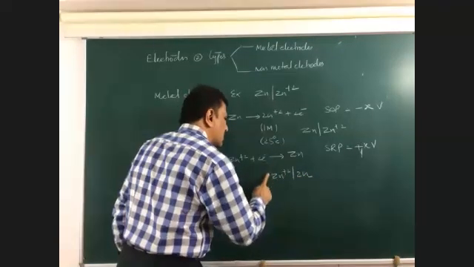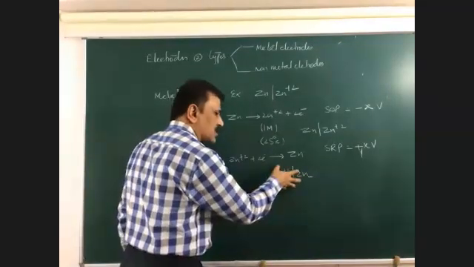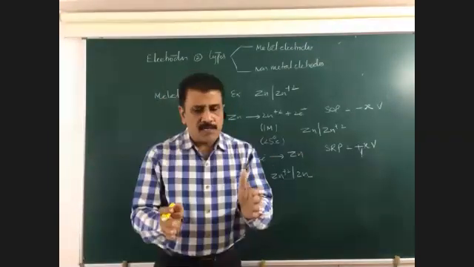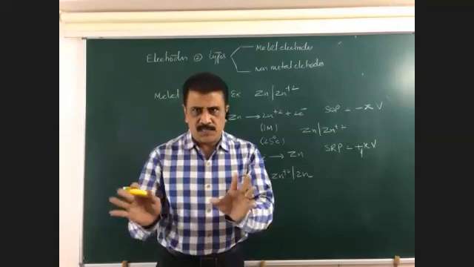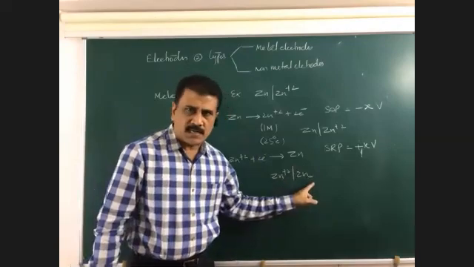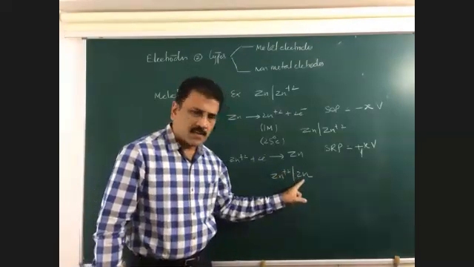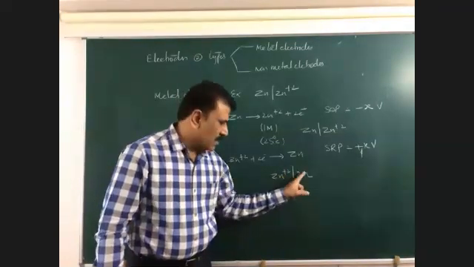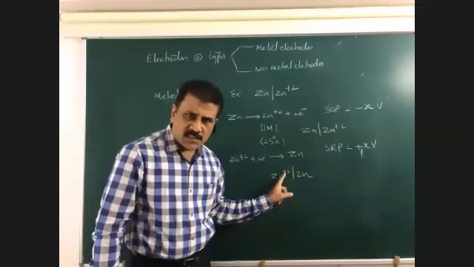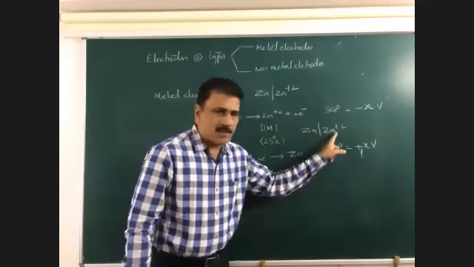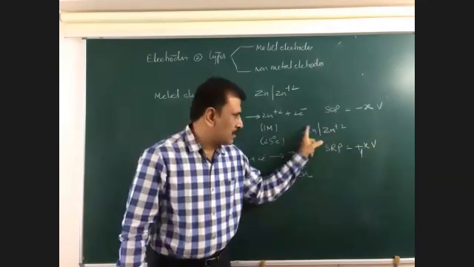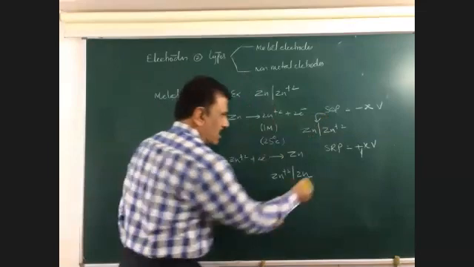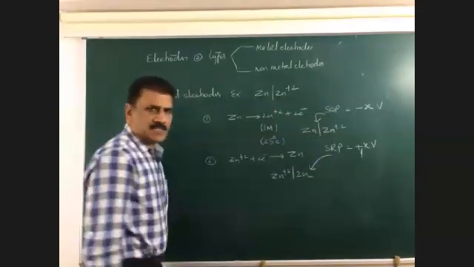Based on this representation, you have to understand whether it is a reduction or oxidation. Always we write from left to right side, isn't it? So think from left to right side. From Zn+2 to Zn, it is nothing but gain of electrons. So it is reduction. Zinc to Zn+2, loss of electrons. Therefore, it is oxidation. Therefore, this is simply SOP representation and this is simply SRP representation.